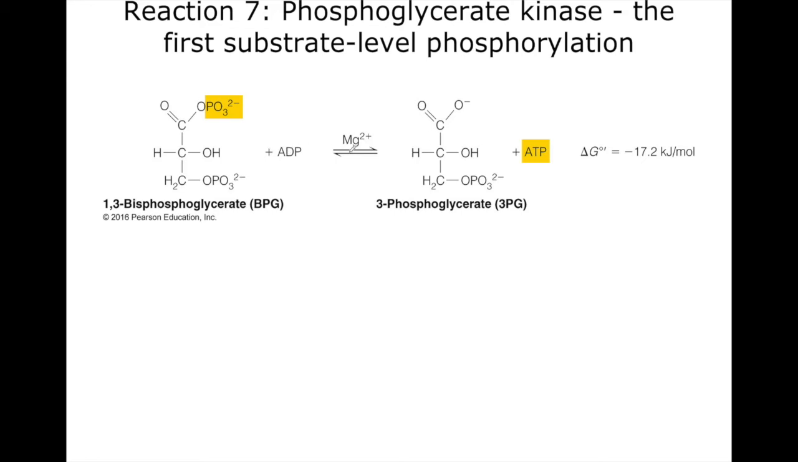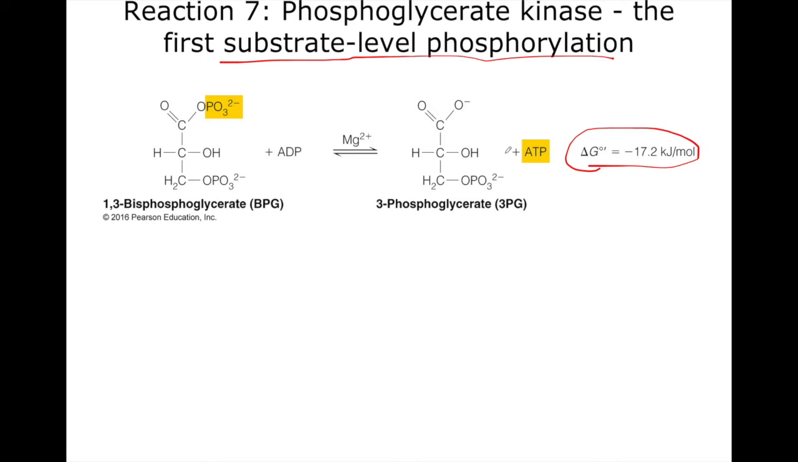The formation of ATP from ADP is going to be about positive 32 kilojoules per mole. So overall, we still have a very negative delta G, about negative 17.2. The enzyme that catalyzes this reaction is called phosphoglycerate kinase. It's a kinase because it is transferring a phosphate onto another molecule, in this case from our 1,3-bisphosphoglycerate to ADP. So this is what's called substrate-level phosphorylation, where we're directly phosphorylating the ADP to ATP.